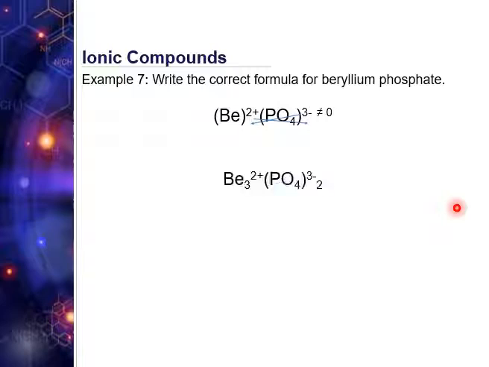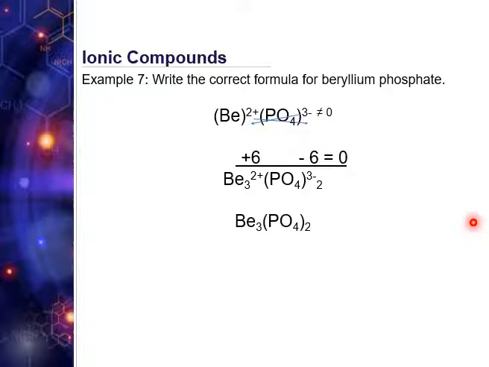Subscripts are always positive. 3 times plus 2 is plus 6. 2 times a minus 3 is a minus 6. A plus 6 and a minus 6 is equal to 0. So the correct formula is Be3(PO4)2.